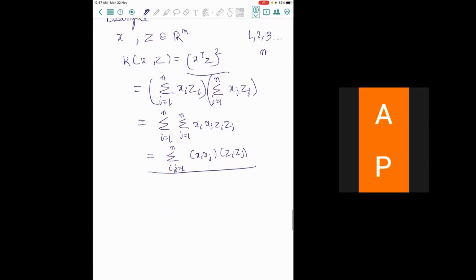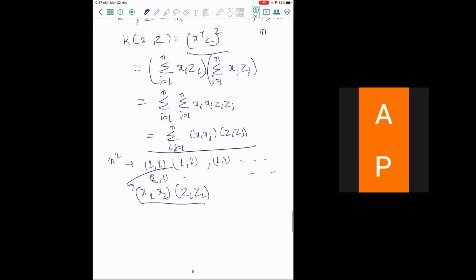One thing you notice is that this is a sum which has n squared terms. The indices start with i equal to 1, j equal to 1, then i equal to 1, j equal to 2, then i equal to 1, j equal to 3, and so on. Then i equal to 2, j equal to 1. So basically there are n squared terms in this, and each term is of the form, let's say if we check the 1 and 2 term, x1 x2 multiplied by z1 z2.